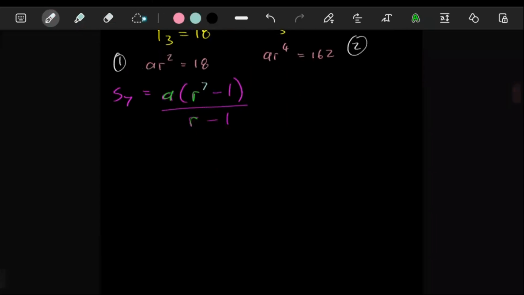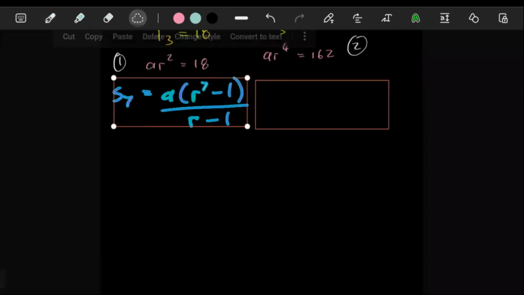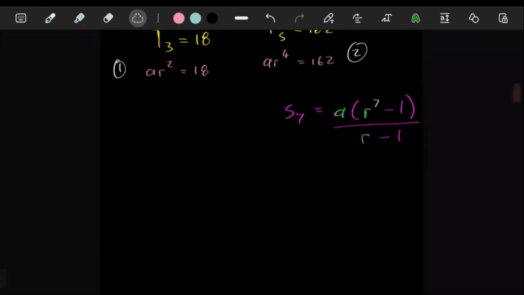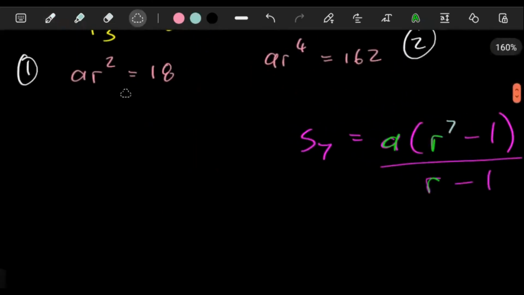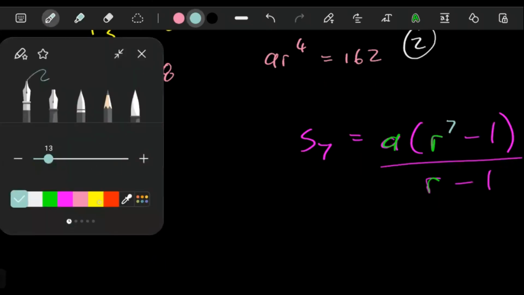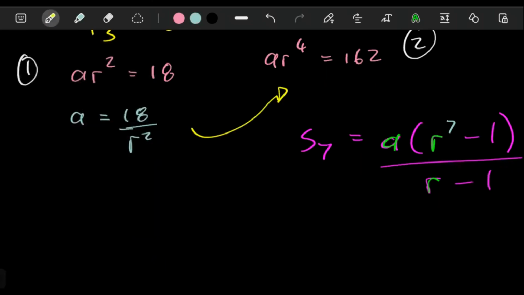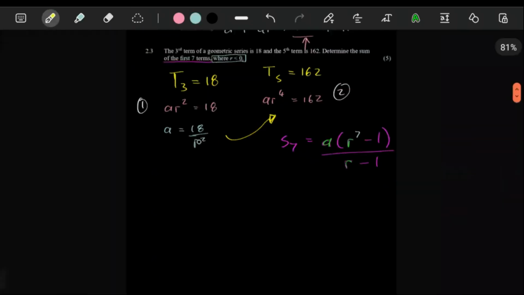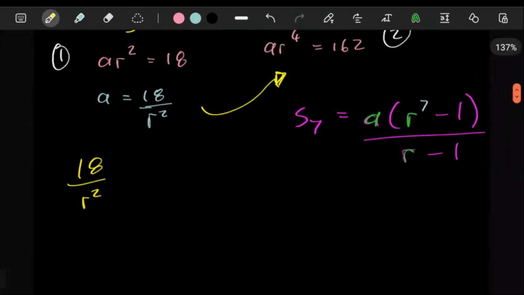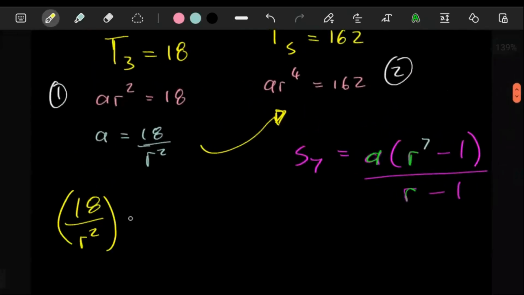So let's do that. Working out A and R simultaneously is not going to be a hassle, because here we can easily isolate A. If you isolate A here, you're going to have A is equal to 18 over R squared. That's equation 1. Then you can just throw that into the second equation, because that's how substitution works. Where A is, you put 18 over R squared, and that whole thing is multiplied by R to the power 4. Let's put this over 1 like that.